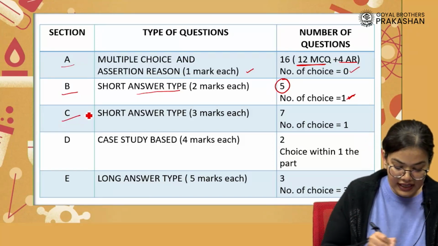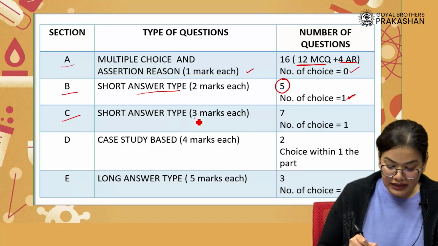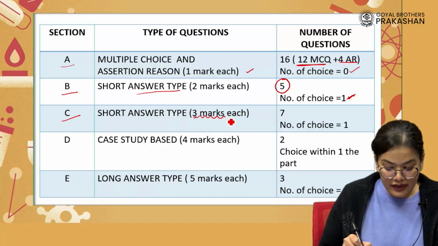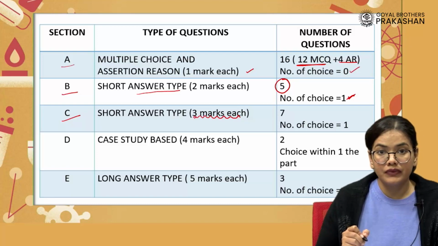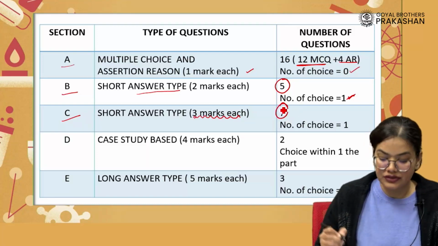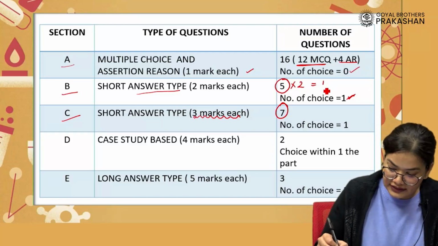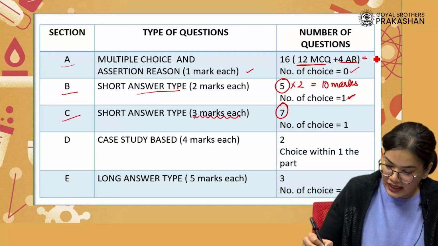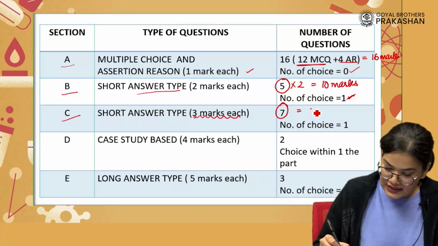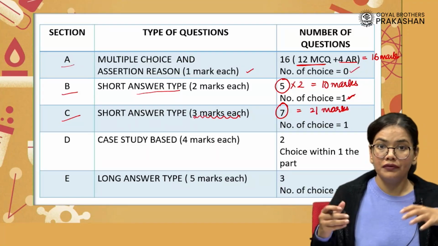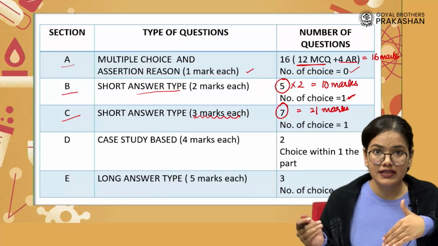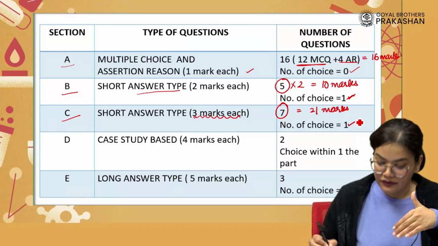Then section C, it is also a short answer type question, but each question carries 3 marks. Okay, and you have 7 questions in section C. So section C, see, this has how much weightage? Section B has 10 marks, section A has 16 marks weightage. Section C has 21 marks. Okay. So obviously you will devote more time to section C, and you will be provided 1 choice.